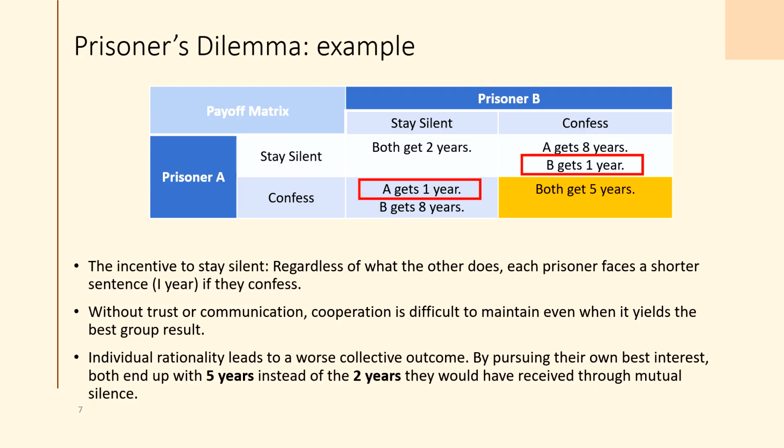So now think like an individual prisoner. Regardless of what the other person does, confessing gives a better personal outcome without trust or communication. So both prisoners confess. But when both confess, they each receive 5 years, which is worse than the 2 years they would have received through mutual silence. This is the prisoner's dilemma. Rational self-interest creates a worse collective outcome.